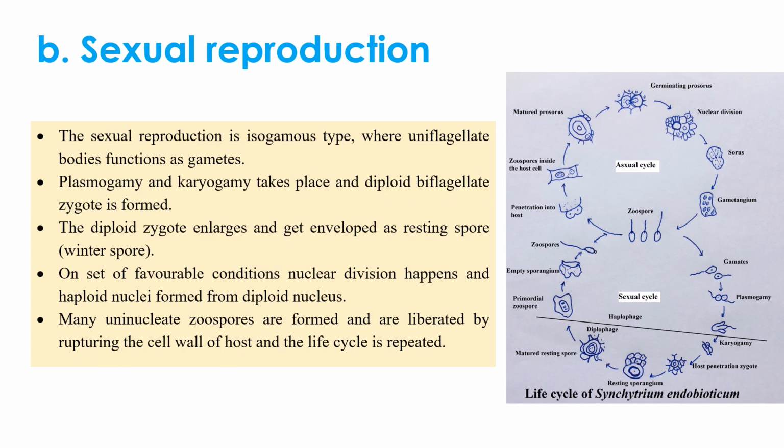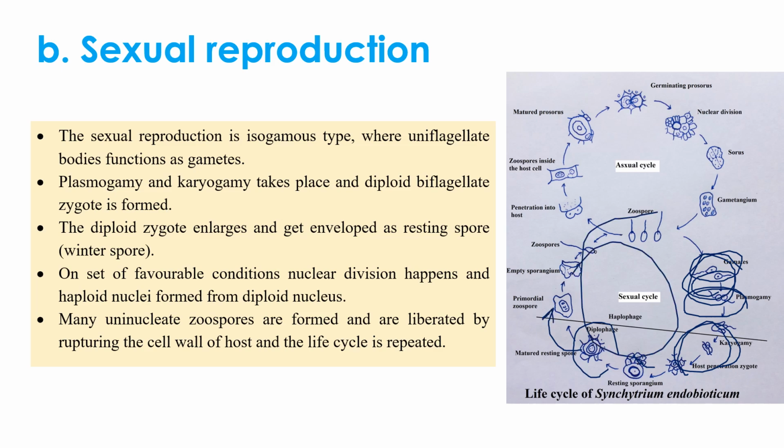Coming to the sexual cycle, sexual reproduction is of the isogamous type. Isogamous means both male and female gametes are iso, the same size and same shape, but physiologically they are different. Plasmogamy and karyogamy take place, where these two gametes mix together and a diploid zygote is formed. Zygote is diploid, right? During unfavorable times it develops into a resting structure. When favorable environmental conditions occur, it starts to divide again and produces zoospores, and the cycle continues, sexual and asexual.